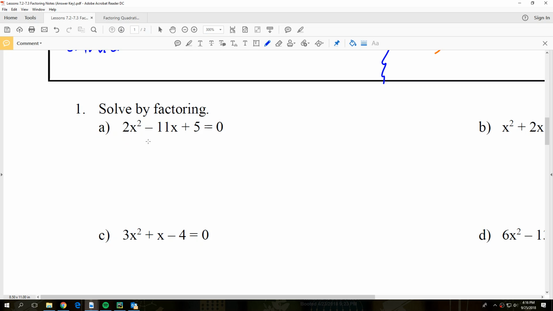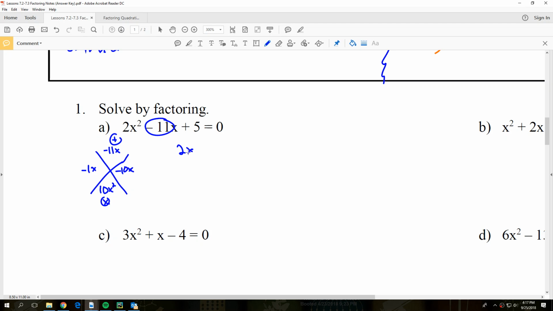Let's go ahead. So this first one here, I've got a trinomial, and a is not 1, so I know I'm going to have to go all the way through the x method. So 2x squared times 5, first term times the last term, would be 10x squared, and this is going to be multiplication, and negative 11x is going to be addition. What two numbers multiply to get 10x squared and add to get negative 11x? That would be simply negative 1x and negative 10x. So that's what this breaks down to.